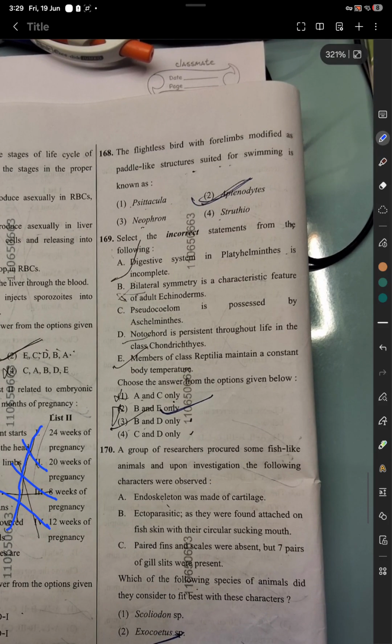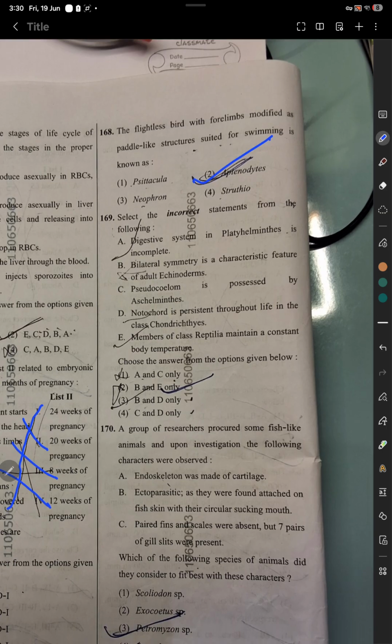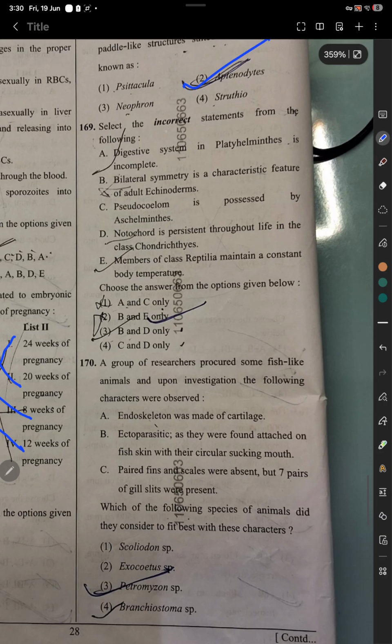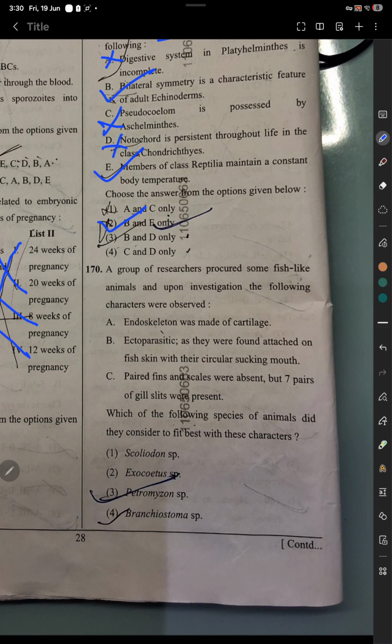Question 168. The flightless bird with 4 limbs modified as paddle-like structure suited for swimming is known as. Option number 2 is correct. Question 169. Select the incorrect statement from the following. Now we have to choose incorrect statement. So option number 2 is correct. This one is wrong. This is correct. Wrong. This is also wrong, and this is correct. So let's move to next question.